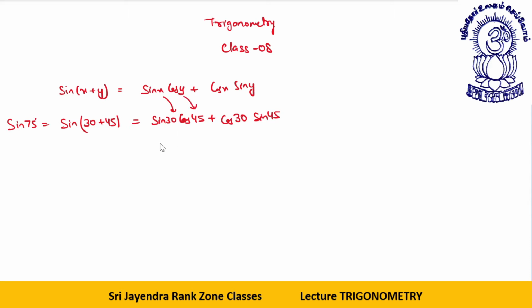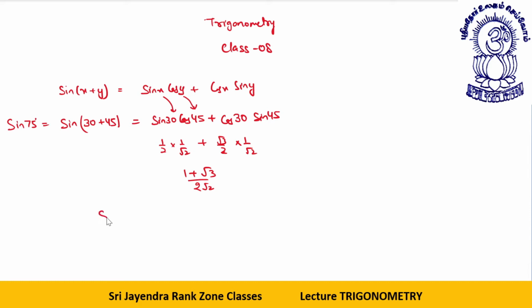This becomes sine 30 is what? Half. Cos 45 is 1 by root 2. Cos 30 is root 3 by 2. Sin 45 is 1 by root 2. So you have 1 plus root 3 upon 2 root 2. This is the value for sin 75: root 3 plus 1 by 2 root 2.